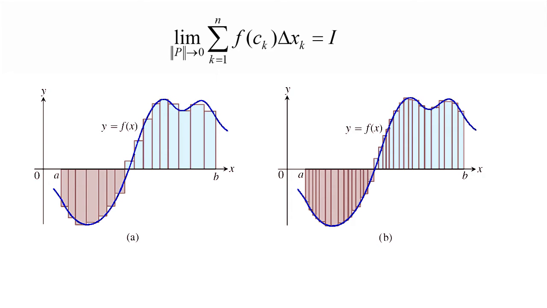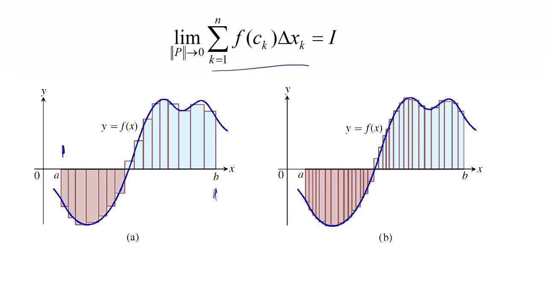That was quite a mouthful. Let's take a look at a graphical representation of what we just covered. This sum right here, which depends on the partition P and the choice of the numbers c sub k, is a Riemann sum for function f on the interval from a to b.